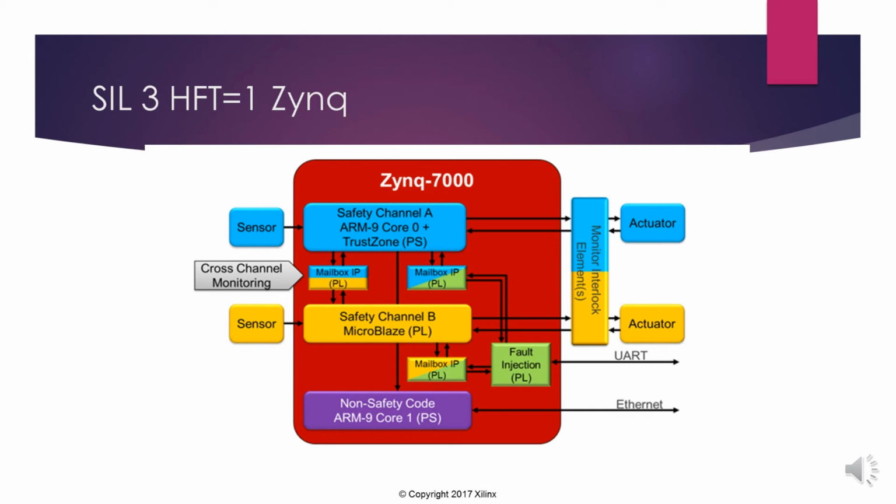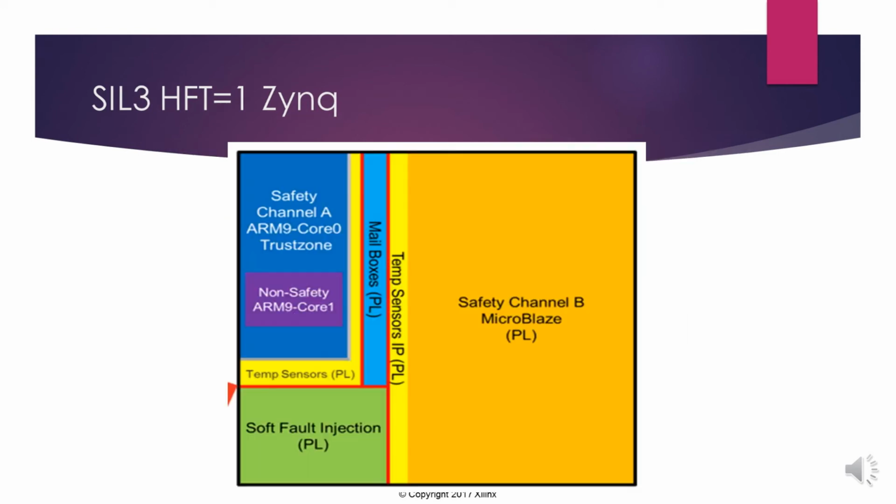Now in this example, they can inject faults into both channels to make sure they're getting the safe failure fraction as they expected. And this gives you a really good example of how you can create a SIL 3 solution in a single chip with an HFT of one. So when we talk about these systems, you may think that the complexity of the solution necessarily grows, but actually that's not necessarily the case. Our job as engineers is to create the most optimum, elegant solution that meets the application and the requirements.